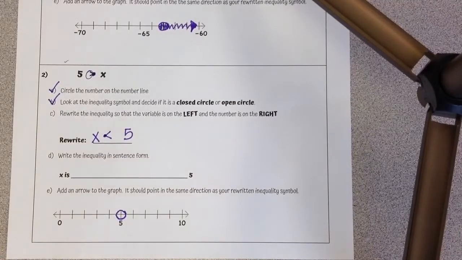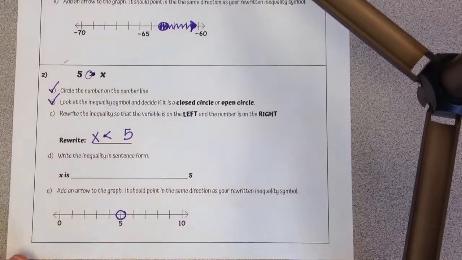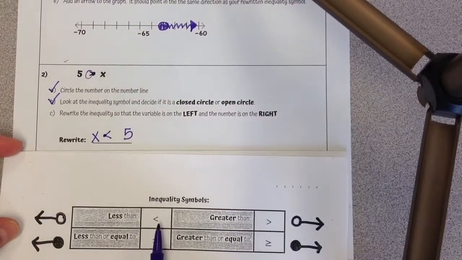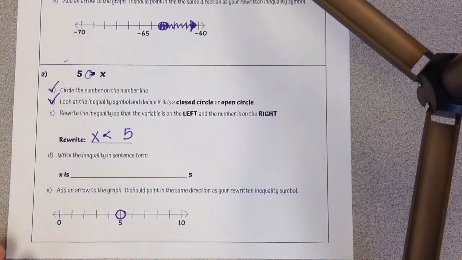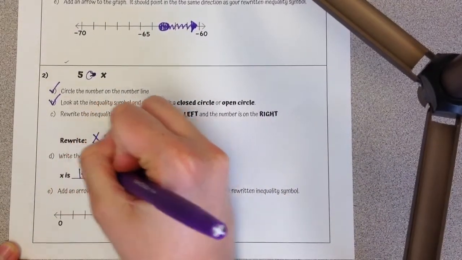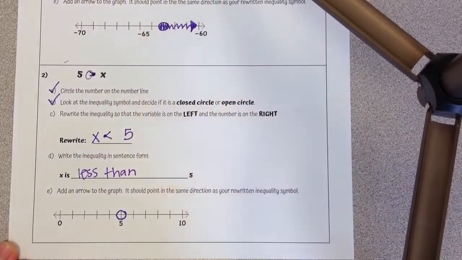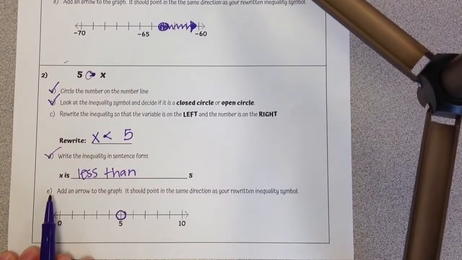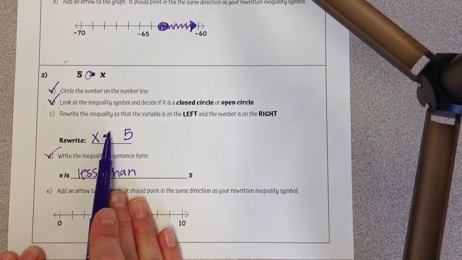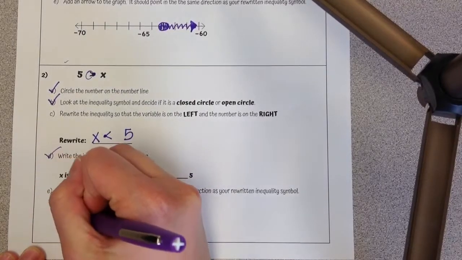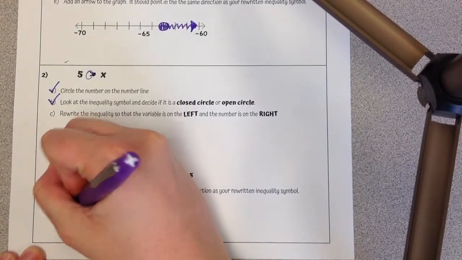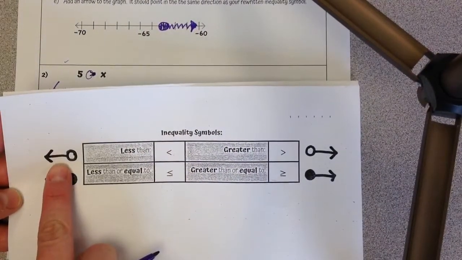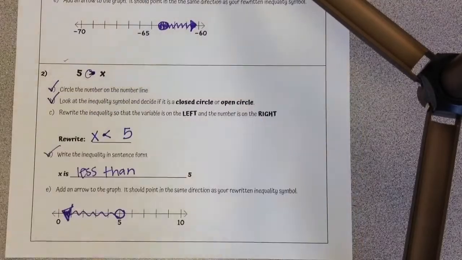I'm gonna write this in sentence form. Again, if you forget what this symbol means, please look on your cheat sheet. So this symbol means less than, so that's what I'm going to fill in. X is less than 5. Okay, and again, when you're deciding which way to put your arrow, you can either look at this. Okay, my arrow is going to be facing the same way as my inequality sign, which looks like this. Or again, you can look at your cheat sheet, less than, and it shows you which way to face your arrow, okay?